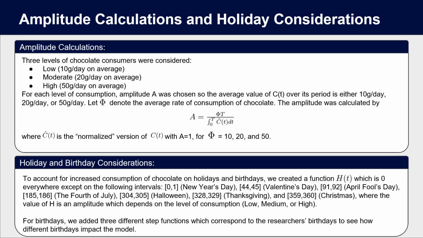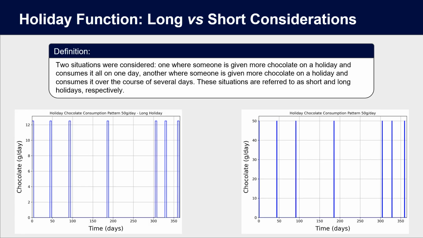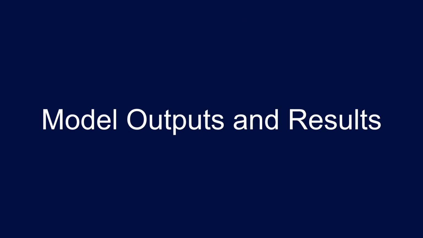An additional step function was added. To represent varying holiday consumption patterns, the long and short-term models were developed. The long holiday model accounts for increased consumption spaced over several days, whereas the short model demonstrates a sudden spike during a single day. These functions were developed to provide recommendations to parents on the effect of spacing out their children's treats versus allowing for a binge. With the model parameters and input functions developed, plots were generated from various solutions using matplotlib.